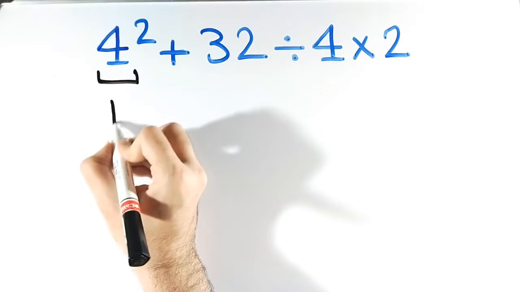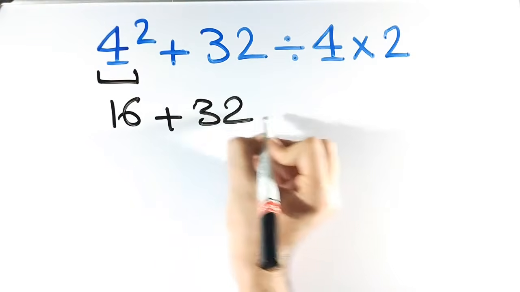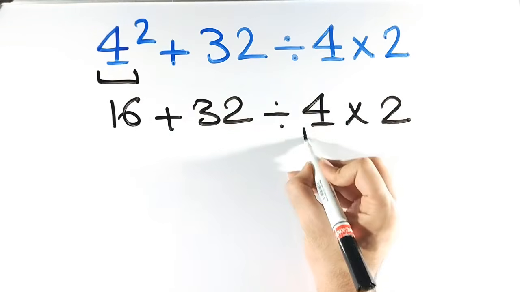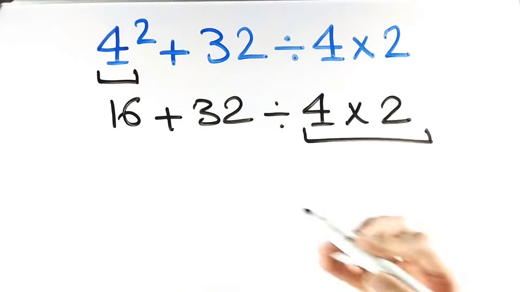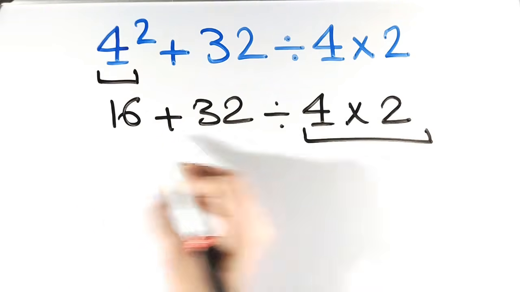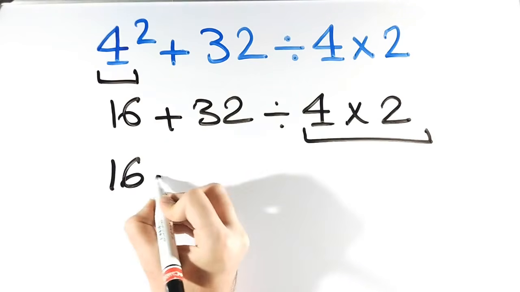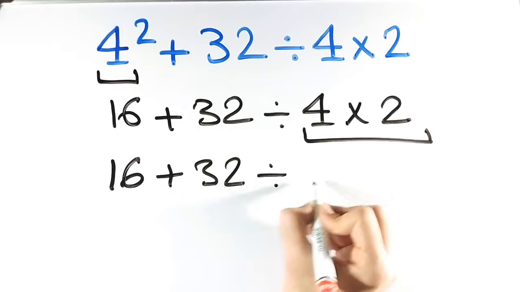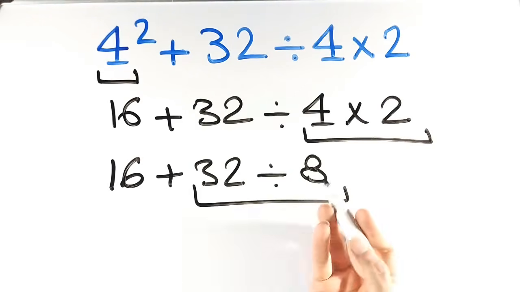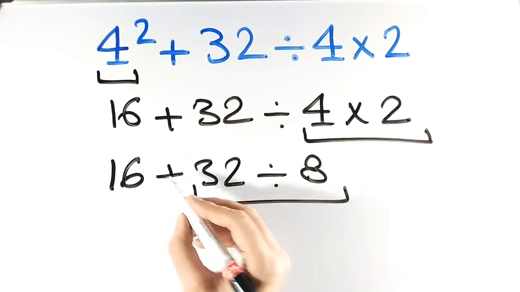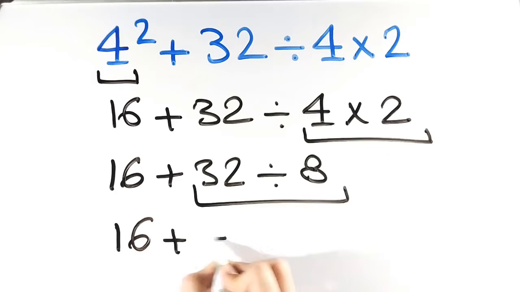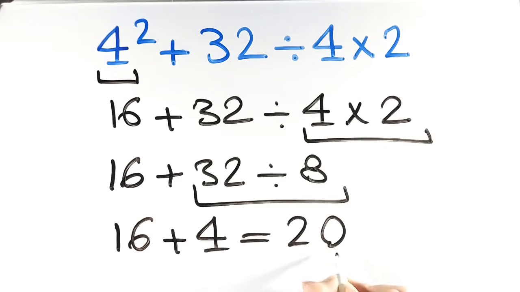and instead of this expression, they write 16 plus 32 divided by 4 multiplied by 2. And the next step, they go for the multiplication between 4 and 2, because they think multiplication has a higher priority than division. So, instead of this expression, they write 16 plus 32 divided by 8. Then they go for the division between 32 and 8 because they believe division has a higher priority than addition. So instead of this expression, they write 16 plus 4, which finally gives them the answer 20.